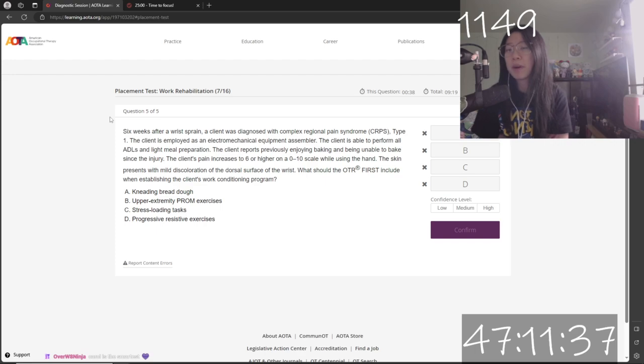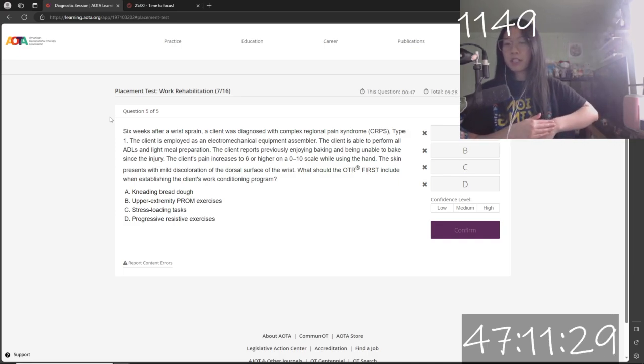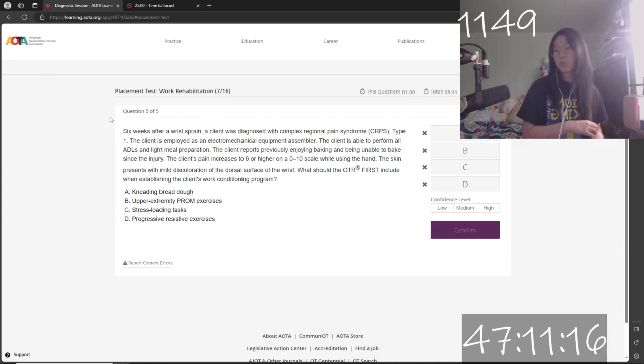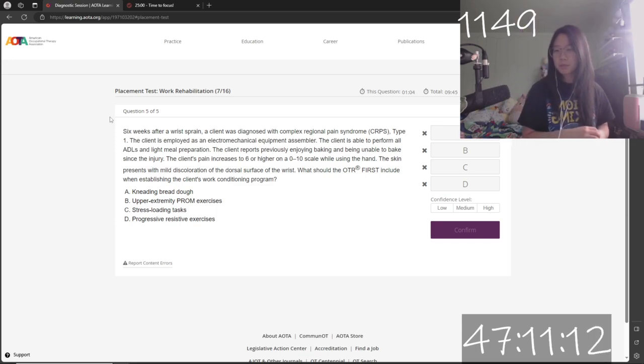The skin presents with mild discoloration on the dorsal surface of the wrist, so like right here, skin discoloration. What should the OTR first include when establishing the client's work conditioning program? Kneading bread dough?